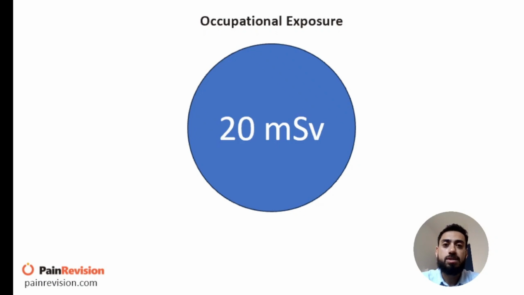The first one is the annual dose limit for classified workers, who are basically workers that are exposed to ionizing radiation, and that is 20 millisieverts per year. And the other one is the dose limit for pregnant workers, and that should be less than 1 millisievert throughout the whole of pregnancy. All right, so let's do a few MCQ questions.